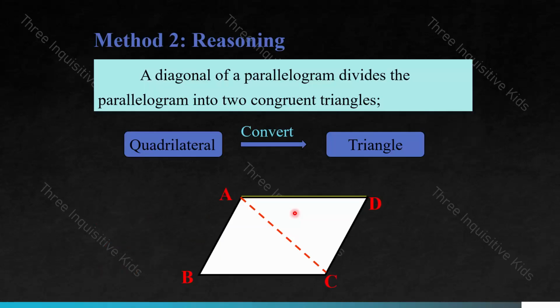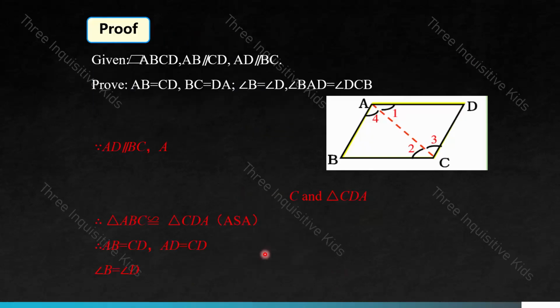We can do that by connecting diagonal AC, giving us two congruent triangles pieced together. So here is an example of a proof. Given parallelogram ABCD, AB is parallel to CD and AD is parallel to BC. I want you to prove that AB is equal to CD and that BC is equal to DA. Also prove that angle B is equal to angle D and that angle BAD is equal to angle DCB.